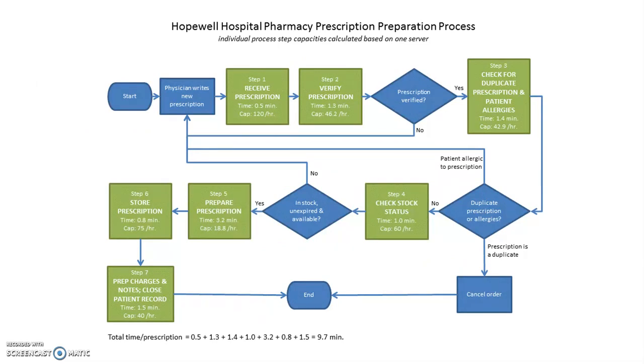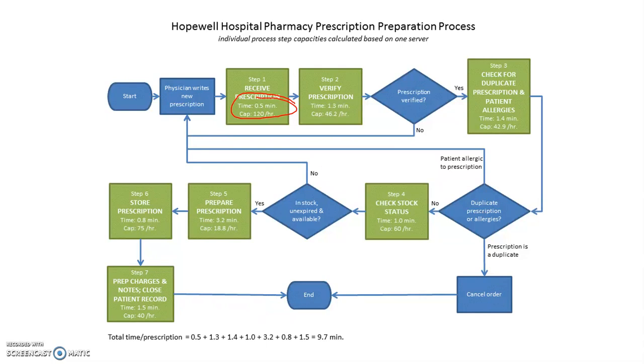So if we take that formula and apply it to the times we have in a particular step, looking at step 1, it requires a half minute to do that step. Only takes a half minute to do that step. So if we assume one server, we take 60 minutes divided by half a minute, and that would give us 120 prescriptions per hour. The capacity of this particular step, the maximum output for that step with one server, is 120 prescriptions per hour.